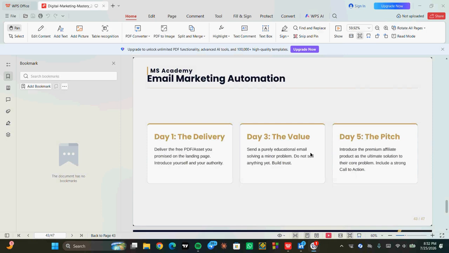That is the value. Send a purely educational email solving the minor problem. Do not sell anything yet. Only build trust. I repeat, do not sell anything yet. The objective behind this is that you build trust without being pushy, without demanding money, and without excessively asking them to do unnecessary things. Okay? This implies that you send a purely educational email solving their problems.